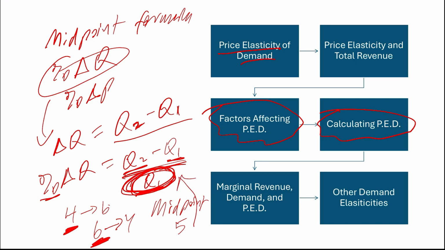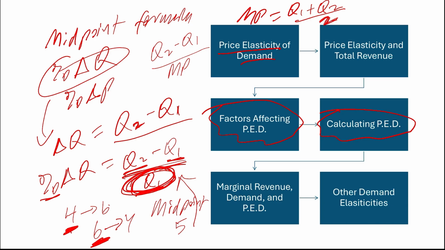So then what we'd have is our change in quantity over our midpoint. And our midpoint is just the average of the two, Q1 plus Q2 over 2. So if our starting quantity is 4, our ending quantity is 6, the midpoint would be 5.